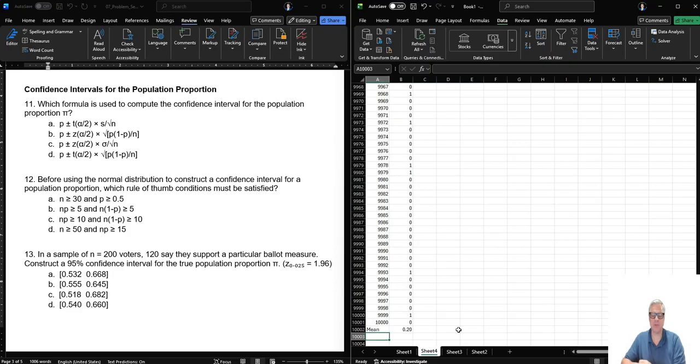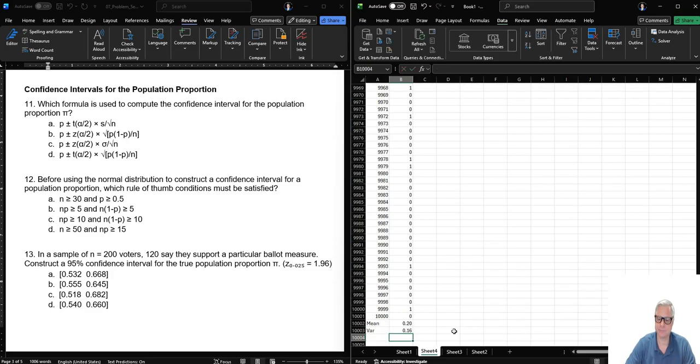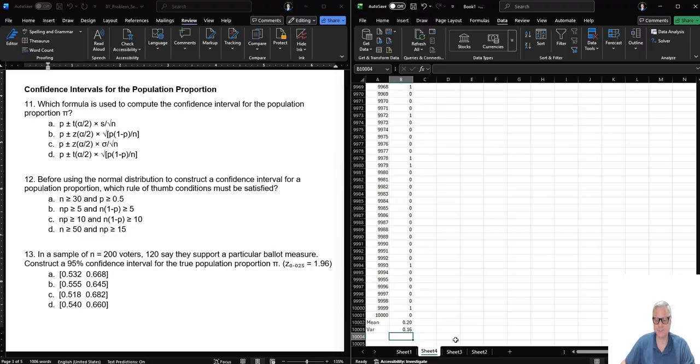So if you still remember when we talked about the binomial distribution, then we said what is the standard deviation or the variance. So the variance is equal to the success probability times the failure probability. So that should be equal to 0.2 times 0.8. Okay, that would be 0.16.